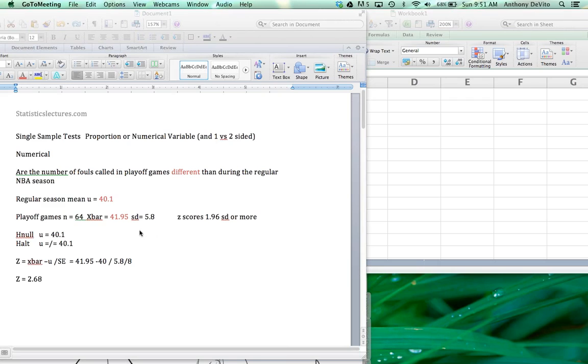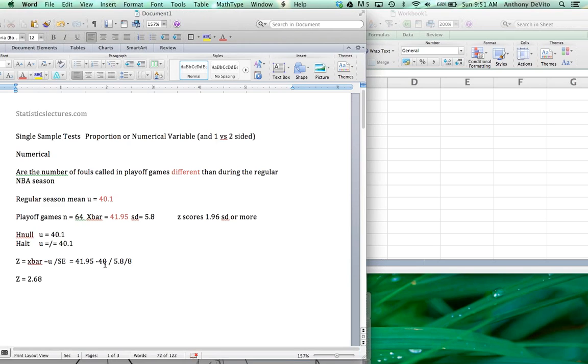No, it's the square root of the sample size. The sample size is 64, Kara. So I did it in my head, right? That was going to be a standard error equal to 5.8 divided by the square root of the sample size, which was 64. I really shouldn't have taken that shortcut.